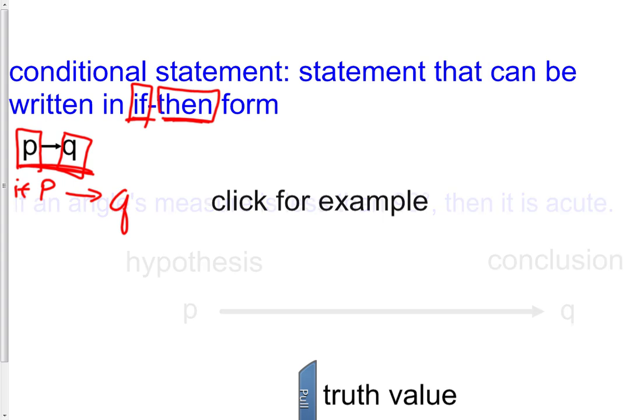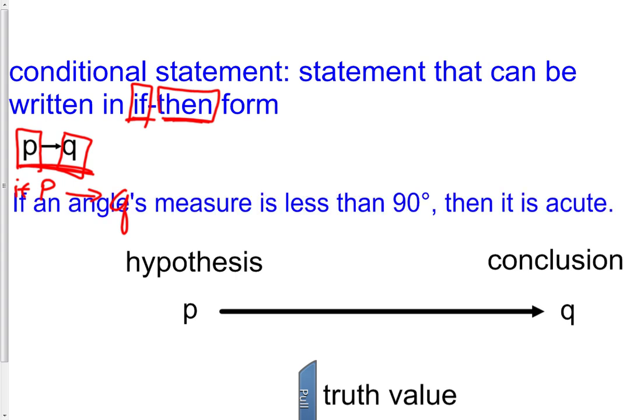So here is an example, and we're going to use this example several times today. So get used to this example. If an angle's measure is less than 90 degrees, then it is acute. So it's a conditional statement. Every conditional statement starts with if, and then you're going to have a comma, and then you're going to have a then at the second half of every conditional statement.